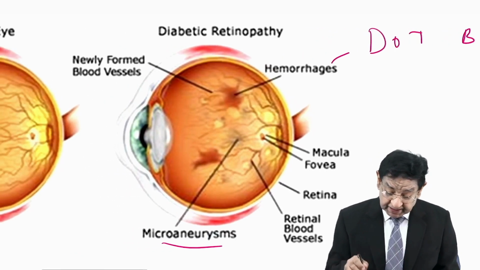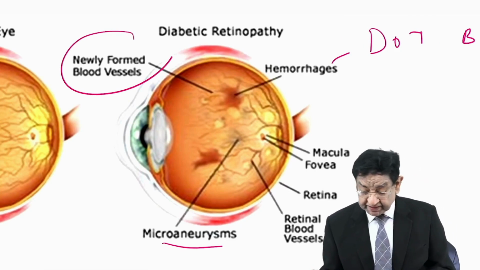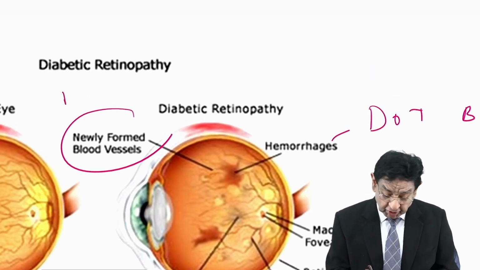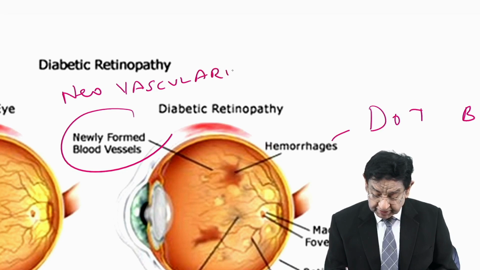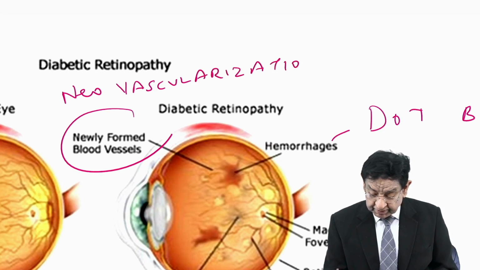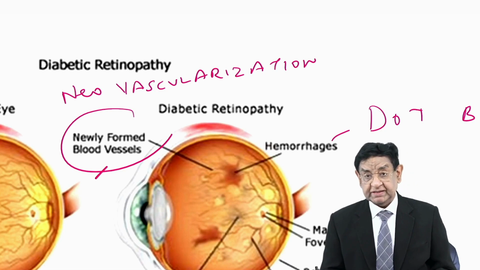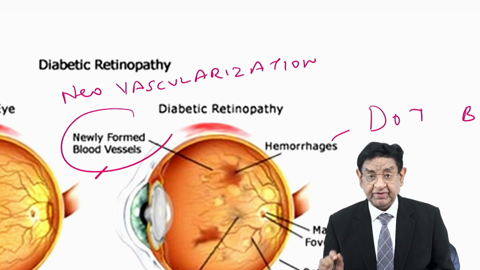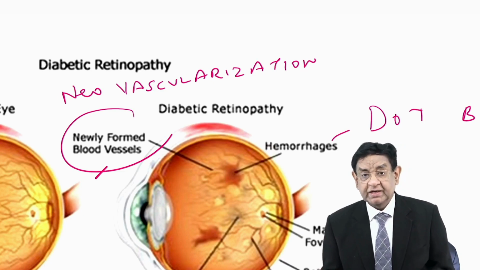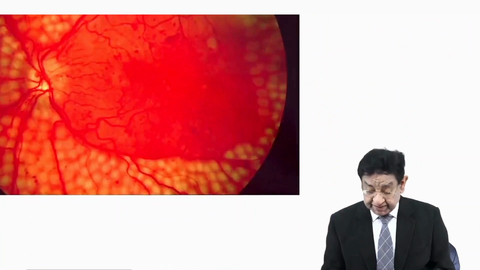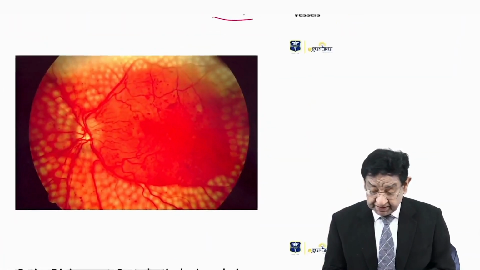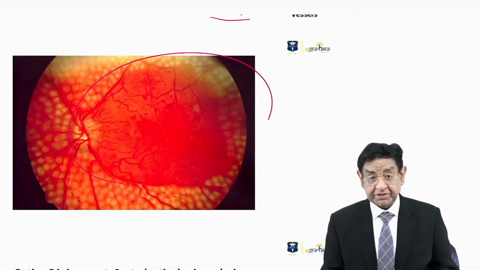Okay, and in the advanced stages, new blood vessels are formed. This is so-called neovascularization. This is the advanced stage of the disease, and that is an emergency where we have to do the treatment in an aggressive way. Otherwise, bleeding can happen. Look into this. Typically, there is a massive hemorrhage, which can lead to retinal detachment also.